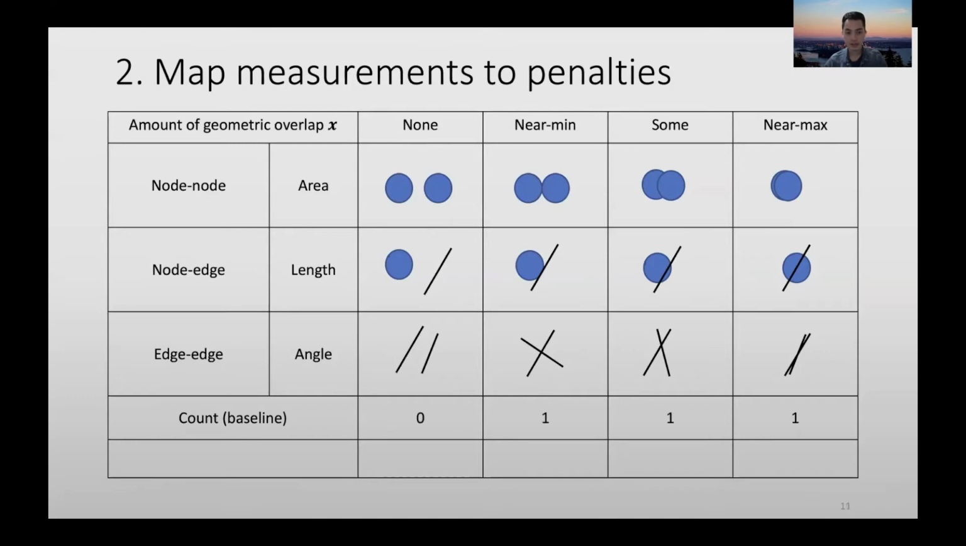Once we have the measurement, we're going to map them into penalties. As a baseline, the count-based metric produces 0 for the none case, but it cannot distinguish the near min, sum, and near max because it is all 1. For our penalty mapping function, we also want it to be 0 for the none case, but we want the ability to distinguish between the three cases on the right.